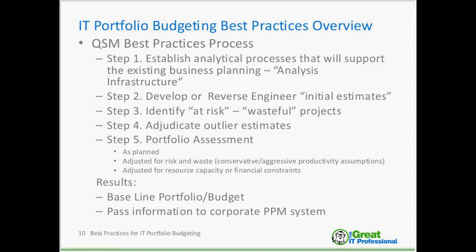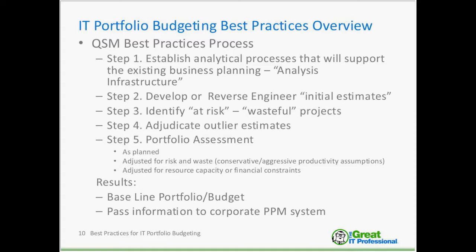And then the last step is to compare the different scenarios, the as-planned portfolio with the adjudicated or optimized portfolio, and then, if needed, any final adjustments can be made to make sure that we stay within our capacity limitations that we have in the organization. So the result of the exercise is to provide an empirically based, risk-mitigated budget plan generated in a timely fashion. This information can then be fed into our corporate enterprise project and portfolio management systems.